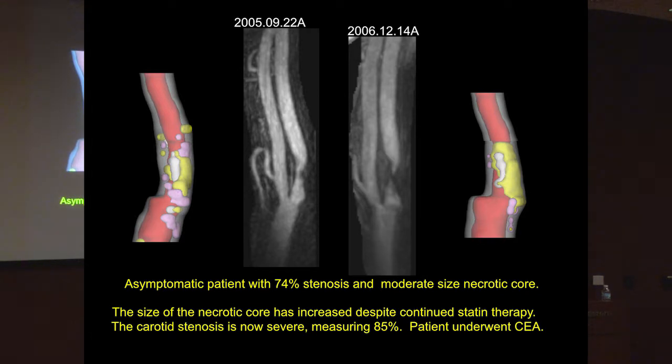The patient was on a moderate intensity statin, had achieved an LDL level below 100, which at the time was considered guideline therapies. Despite that, the patient continued to progress. The yellow area, the necrotic core, doubled in size. The stenosis became worse. Thank goodness he didn't develop symptoms, and he went on for carotid endarterectomy.